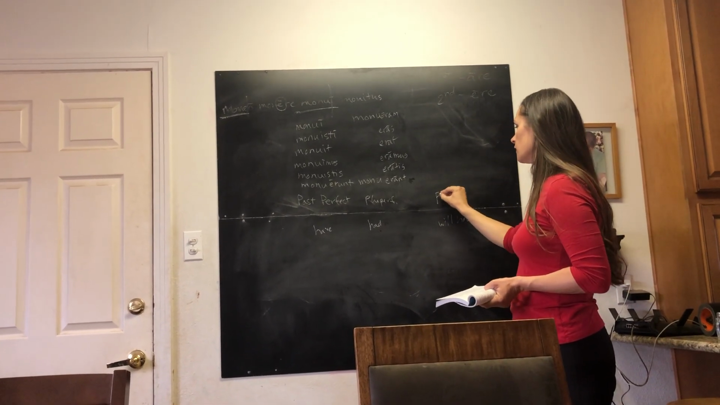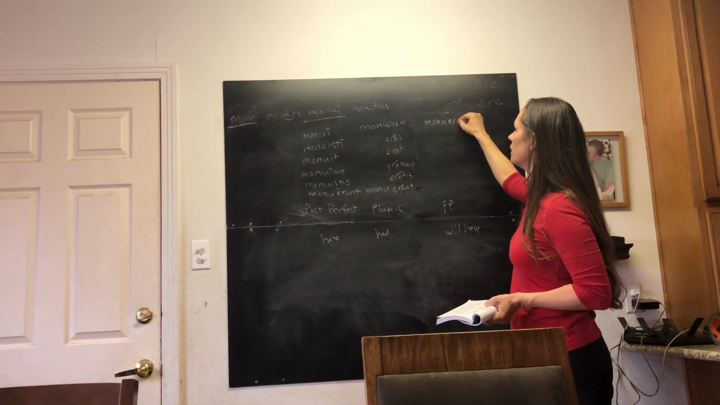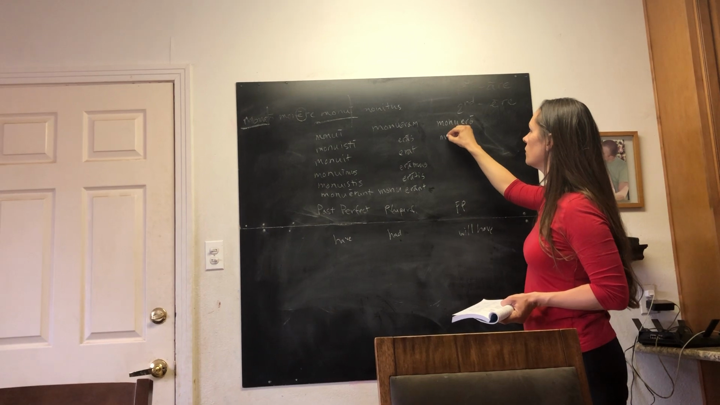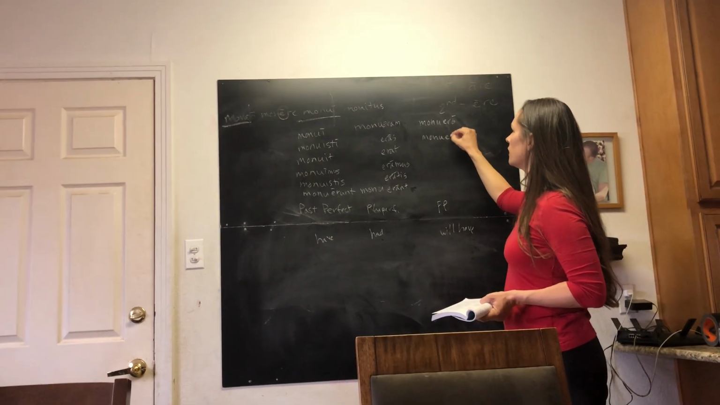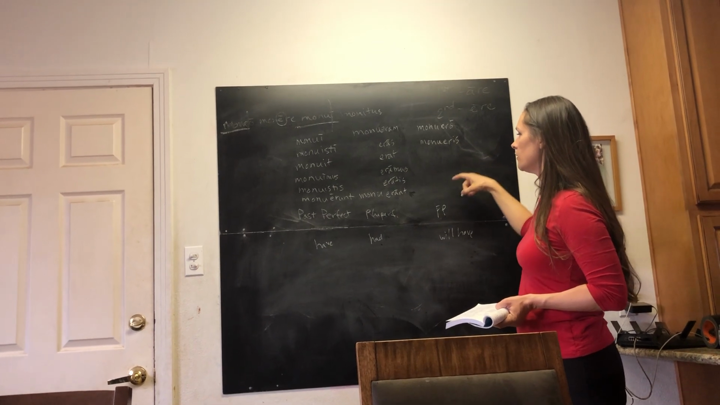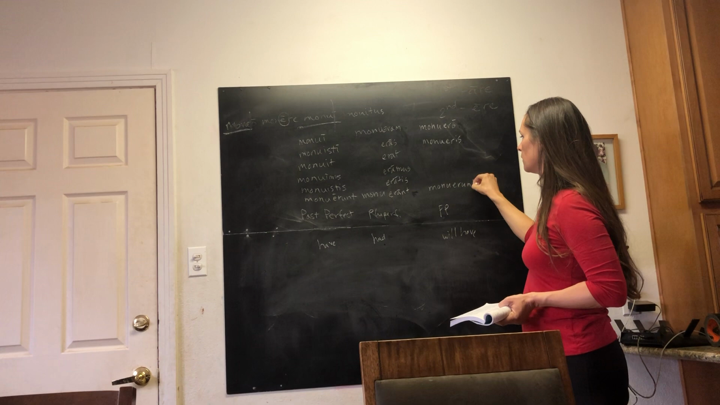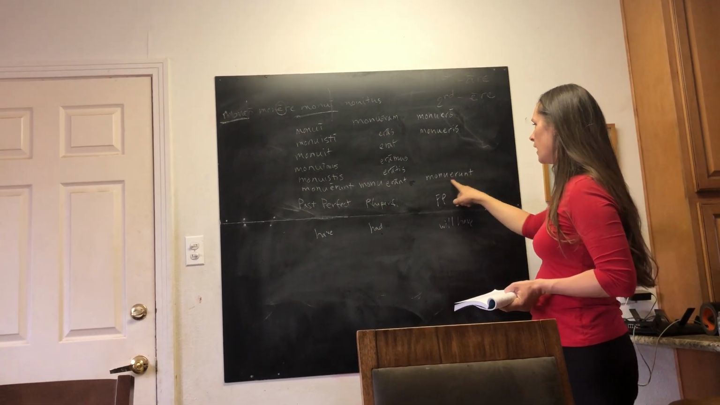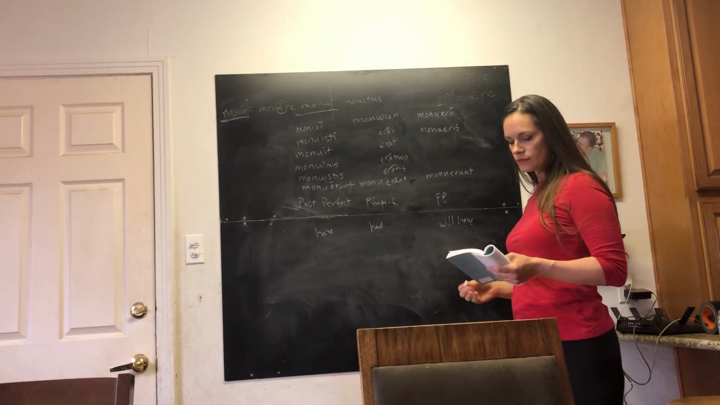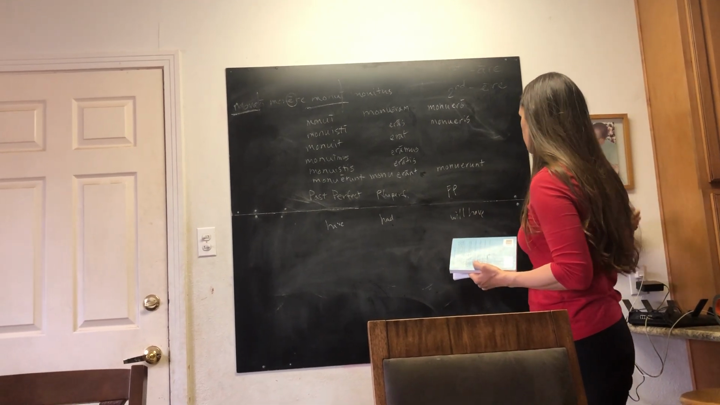For the future perfect, we're just going to take that stem again and add ero: monuero, monueris, monuerit, monuerimus, monueritis, monuerint. So monuerint, which will be they will have warned. Okay, so that is the second conjugation.